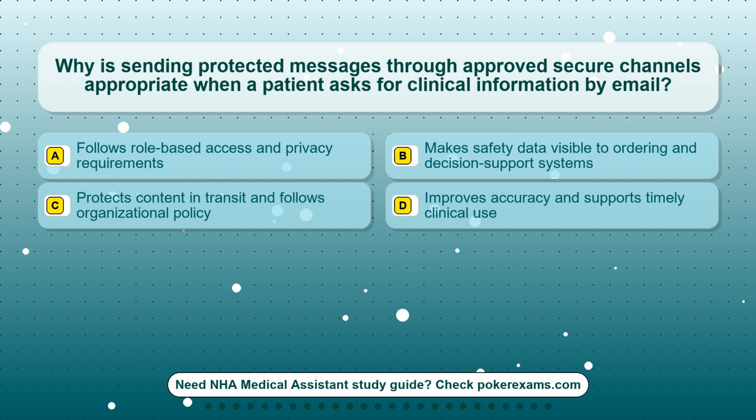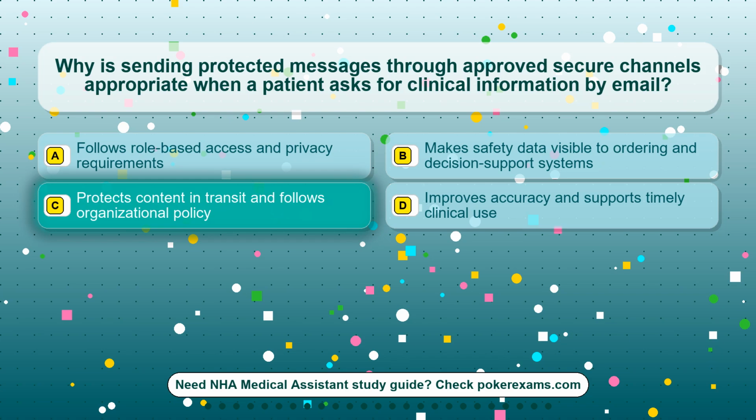Question 12. Why is sending protected messages through approved secure channels appropriate when a patient asks for clinical information by email? Option A. Follows role-based access and privacy requirements. Option B. Makes safety data visible to ordering and decision-support systems. Option C. Protects content in transit and follows organizational policy. Option D. Improves accuracy and supports timely clinical use.